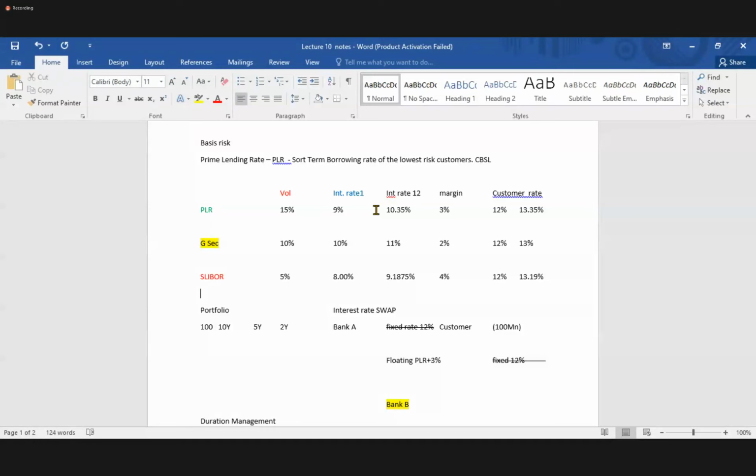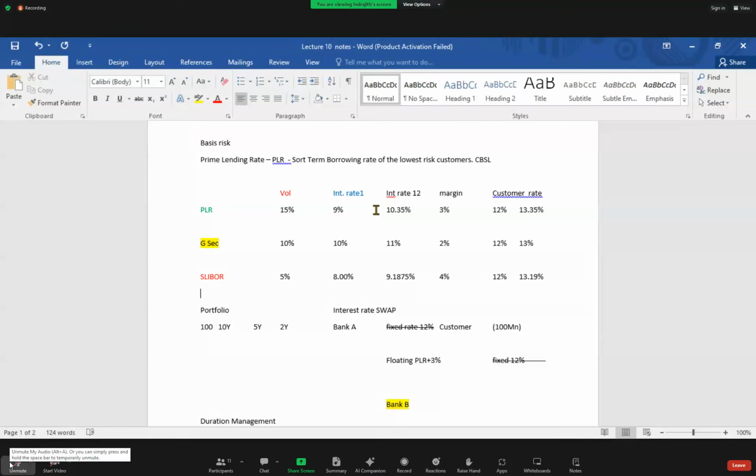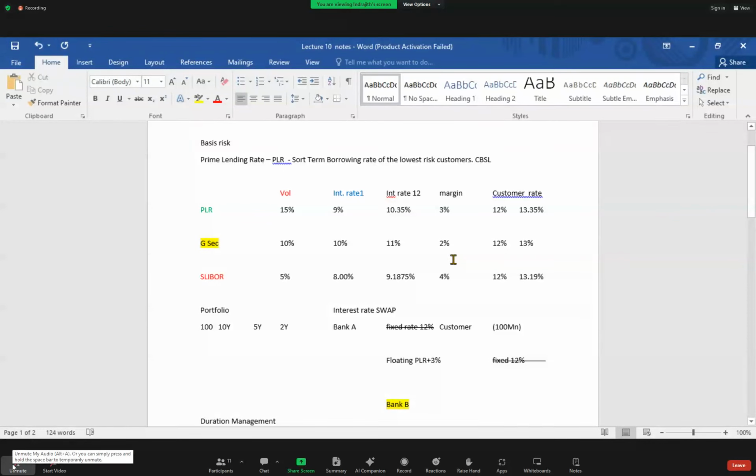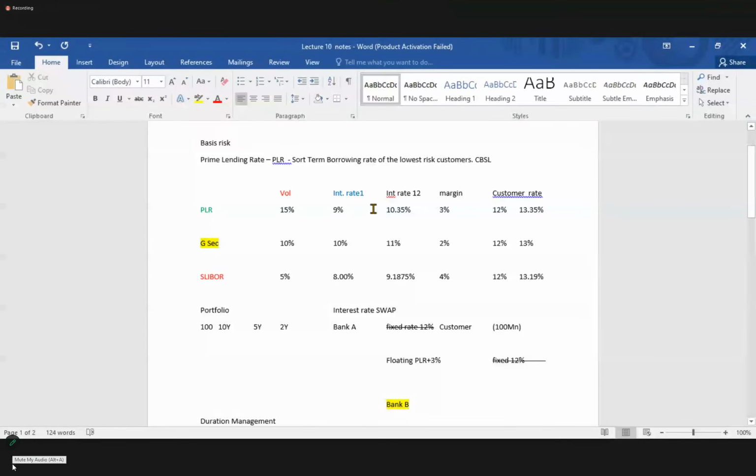How do you compute that? We have 9% into 15%. What is 15% of 9%? Take your calculators and do that for me, please. 1.35% is the volatility. So that means in 12 months, you would expect PLR to be 9 plus 1.35, which is 10.35. Right? That's in 12 months.